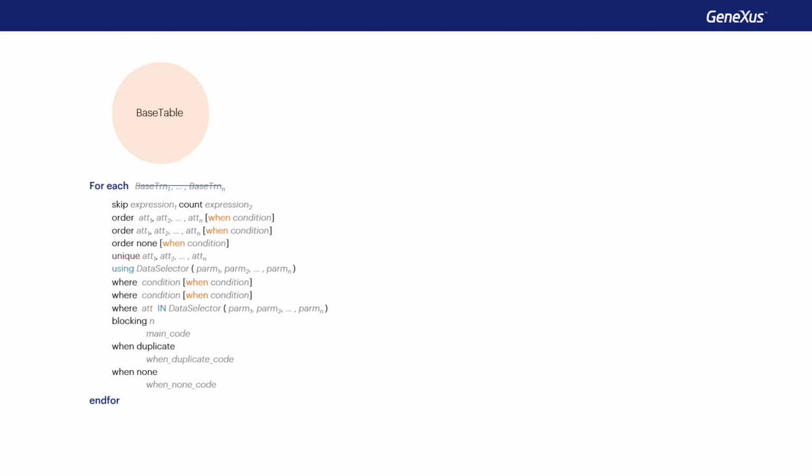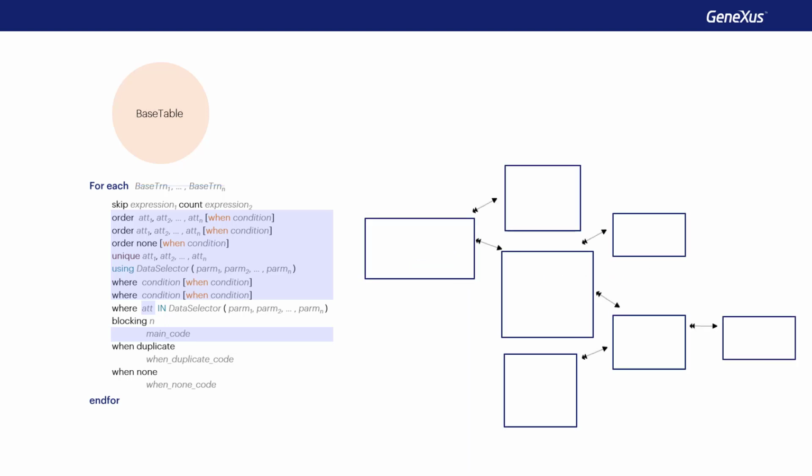Genexus searches for the attributes existing in all these places, and based on them, it searches for an extended table that contains them all. For example, if the attributes that appear in these places are from these tables, which will be the base table of the for each? It'll be this one, because its extended table contains them all.